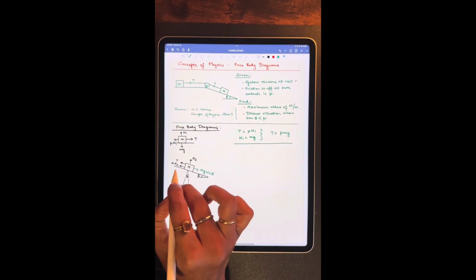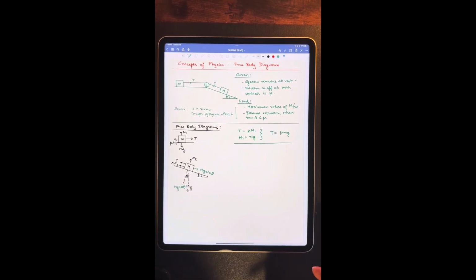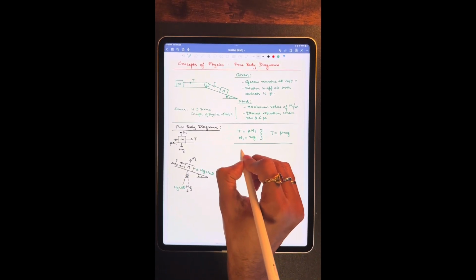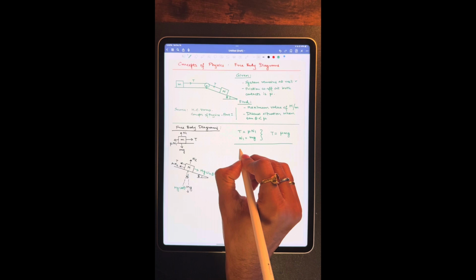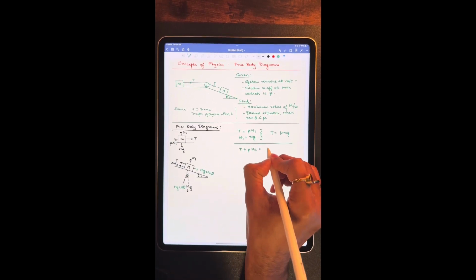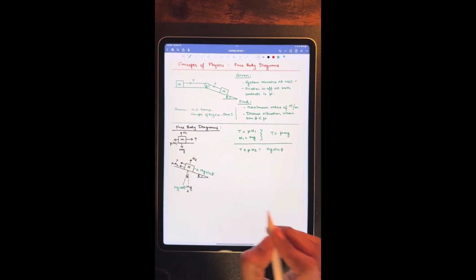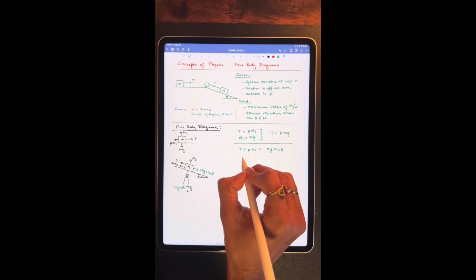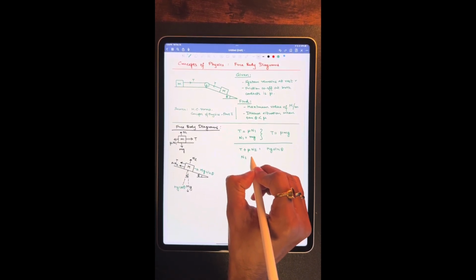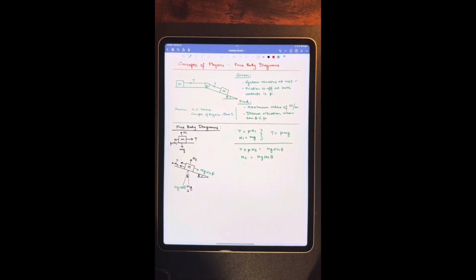So again, if we say that the upward forces must equal the downward forces parallel to the incline, then we get the equation as T plus mu N2 equals Mg sine theta, and the upward forces perpendicular to the incline is N2, which equals the downward forces, which is Mg cos theta.